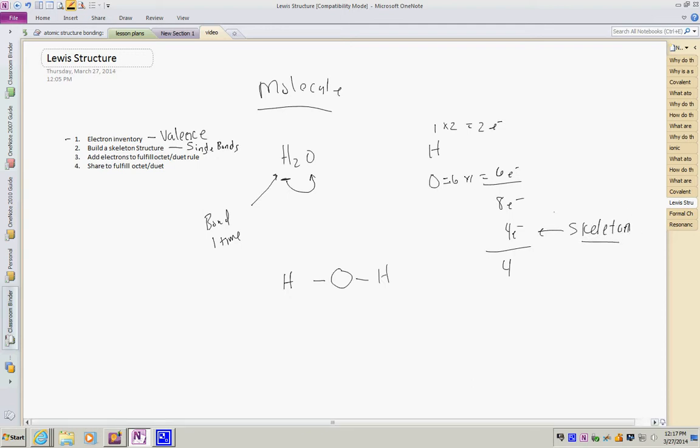Now, add electrons to fill the octet rule. In this case, I have duet rules, which means the hydrogen follows the duet rule. So hydrogen, when it bonds, only gets 2 electrons. Therefore, when it bonds, it's done. It cannot have any extra electrons around it. This would be a violation. You cannot have this.